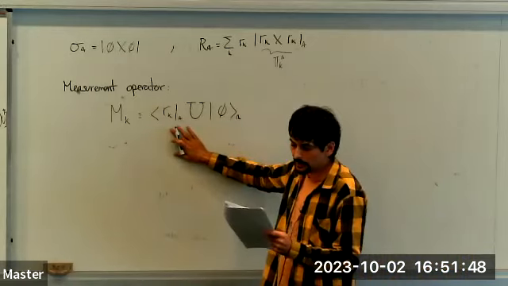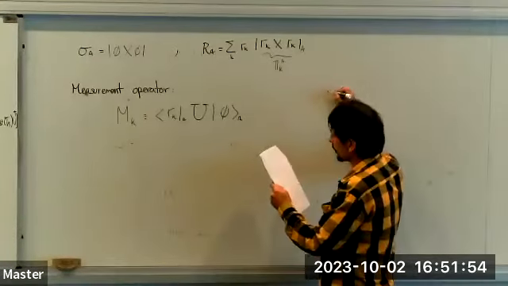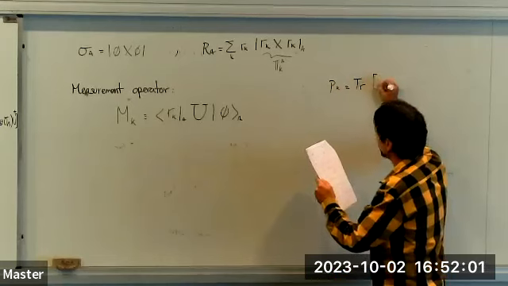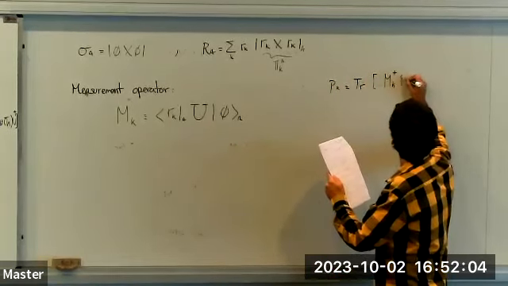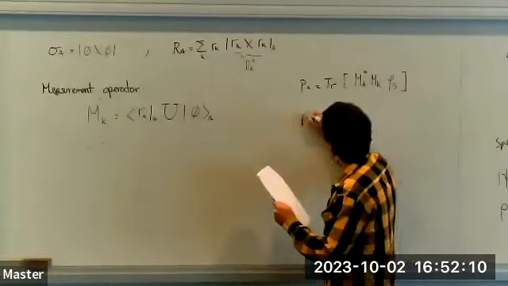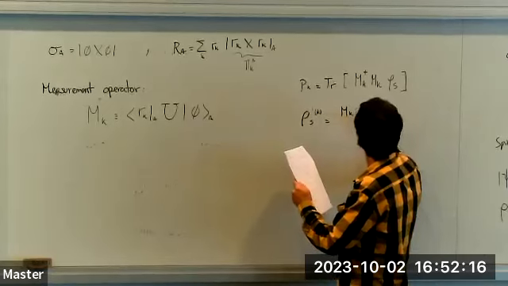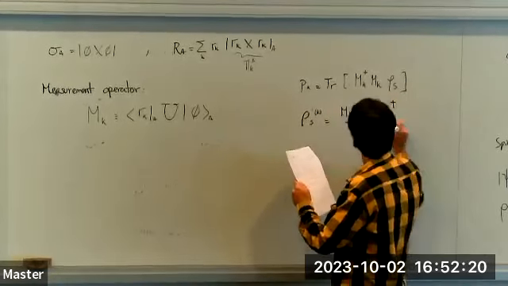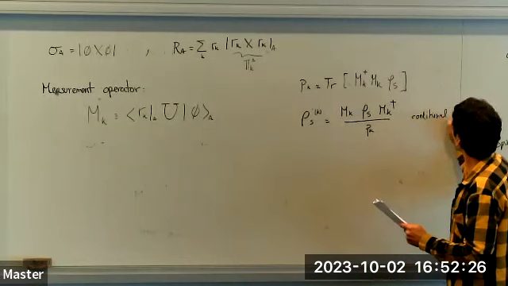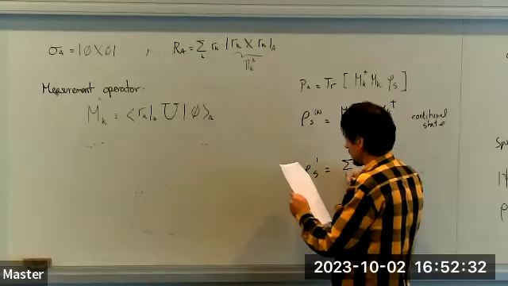Using this measurement operator, we can rewrite all these things in a very compact way. For example, the probabilities of the outcomes can now be written in this way. And the state of the system after the measurement can be written in this way. This is for the conditional state. And for the unconditional one, I will just get this.